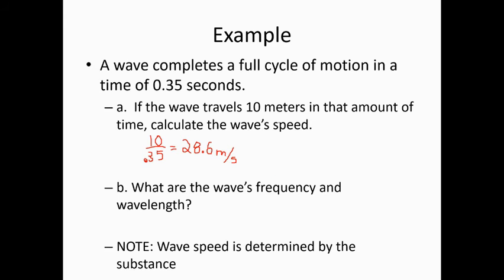Well, our frequency is 1 divided by our period, and our period of time is 0.35. So we're going to figure out that our frequency is equal to 1 divided by 0.35, and that's going to end up giving me a value of 2.86 hertz. And then my wavelength is given to you in the question as 10 meters.